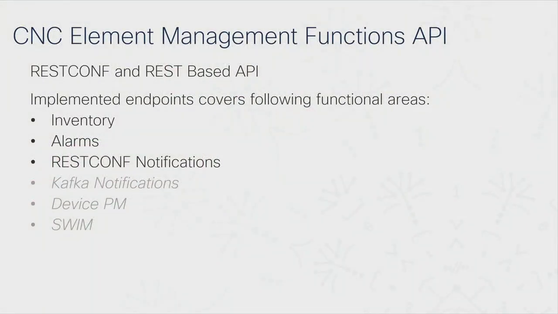As you can imagine, all those capabilities are made available through the Crosswork Network Controller graphical user interface, but also through the APIs. And this is the topic of today's session. Those are the areas that are covered by the API. So we have a large set of APIs for inventory, for alarms. We have different types of notifications.